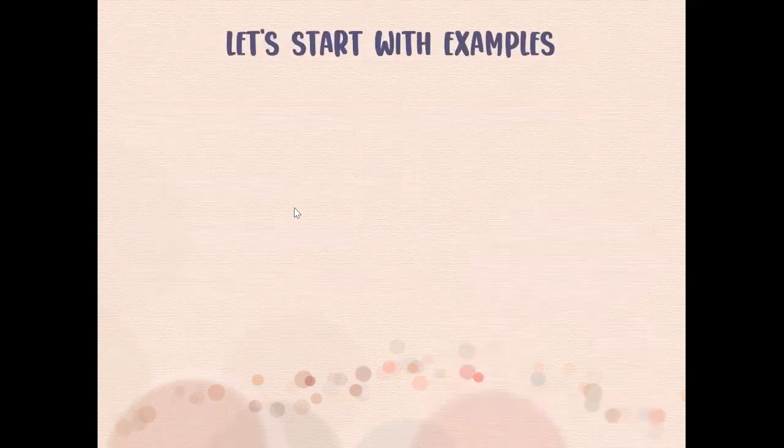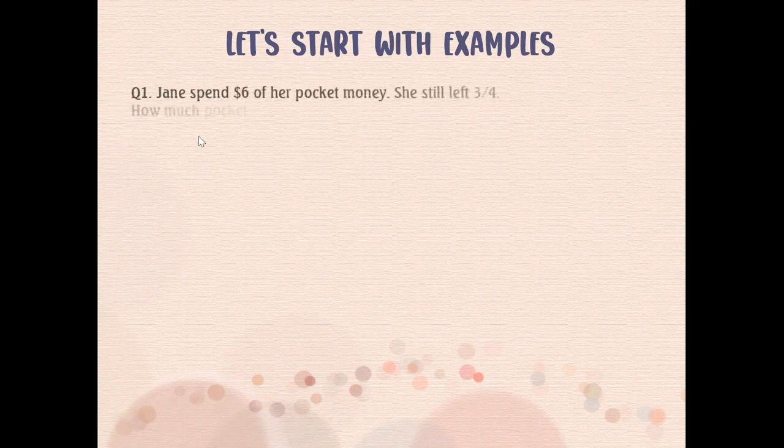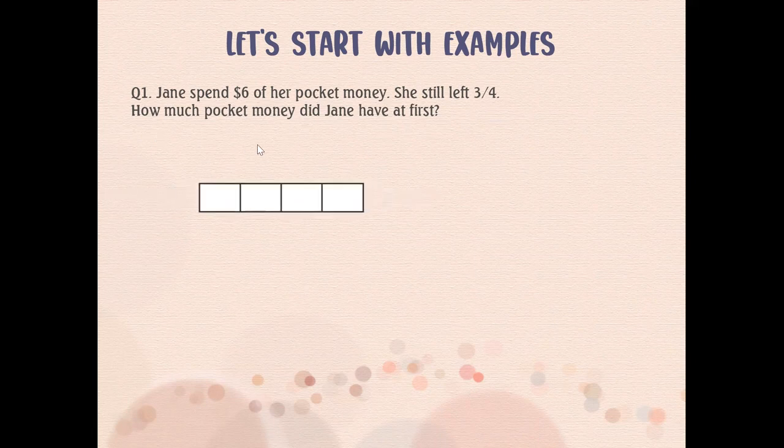So let's start with examples. Question 1. Jane spent $6 of her pocket money. She still has 3/4 left. How much pocket money did Jane have at first? So we will draw 4 units to indicate her pocket money. So this is Jane's pocket money. She spent 1/4 of her pocket money, which is 1 unit, and that is $6.